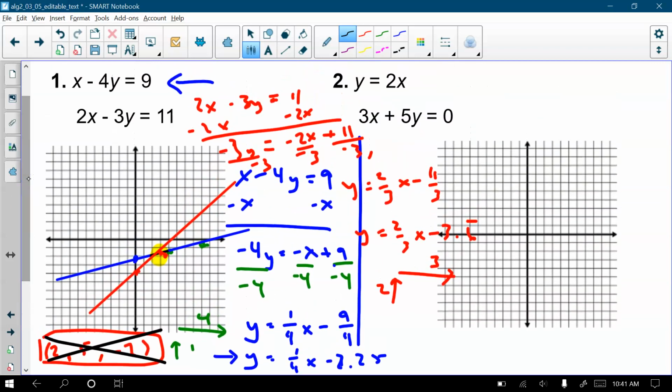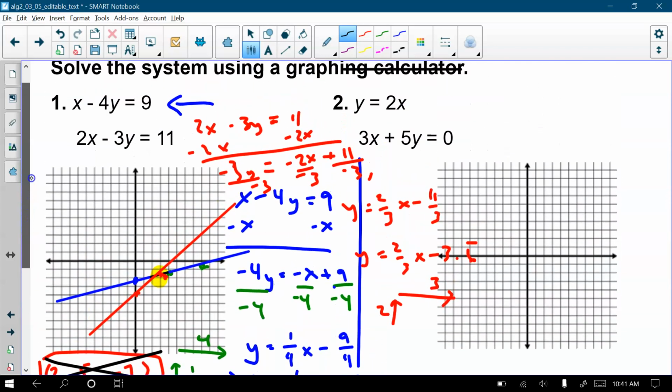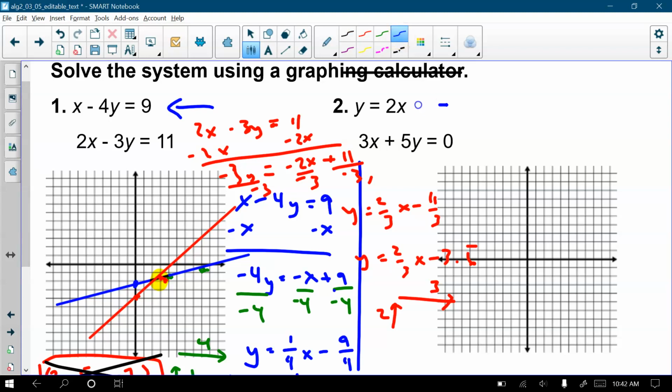Okay, let's do y equals 2x. Y equals 2x has no y-intercept. This is the answer for number 1. For number 2, let's graph y equals 2x first. I'll do that in blue. There is no y-intercept, and the slope is 2, so let's go up 2 and over 1, and up 2 and over 1 again. And let's connect those points.